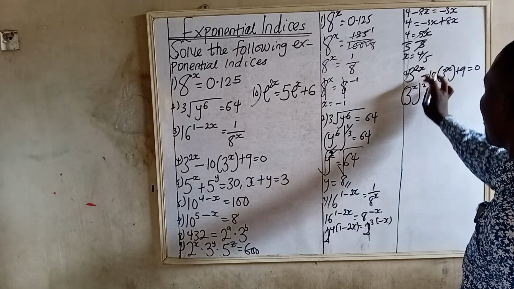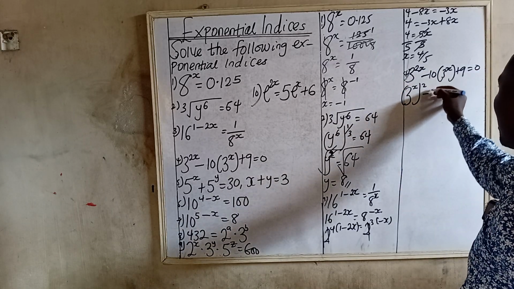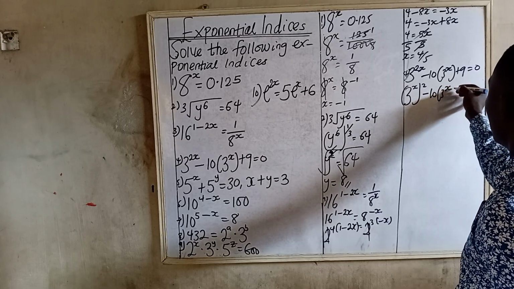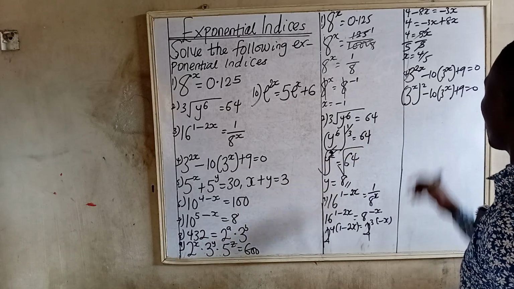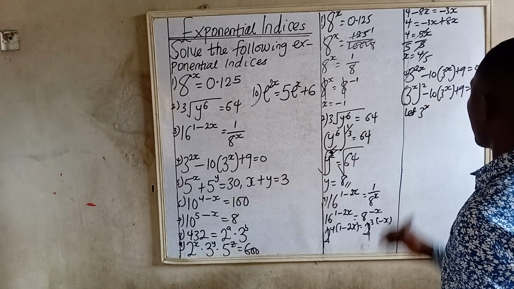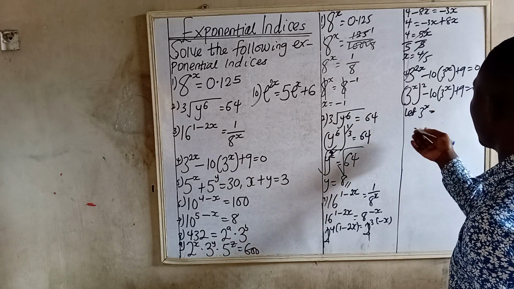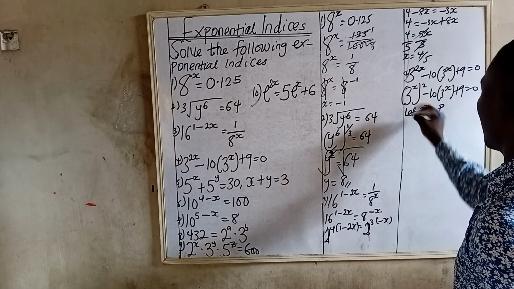We have not changed anything. 2 times x will give us what? 2x. X times 2 give us what? 2x. So we have not changed anything here. Minus 10 plus 9 is equals to 0. Now we have the same thing. So let's just say let 3 raised to the power x be any letter. We can use p. So anywhere we see 3 raised to the power x, we put p. Here we put p.